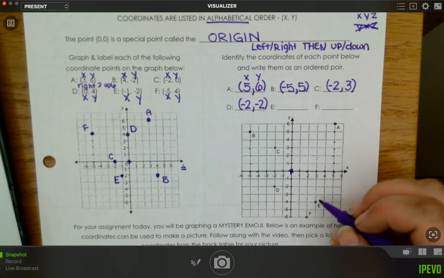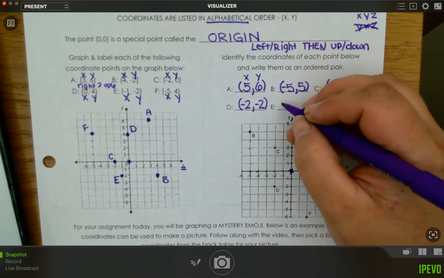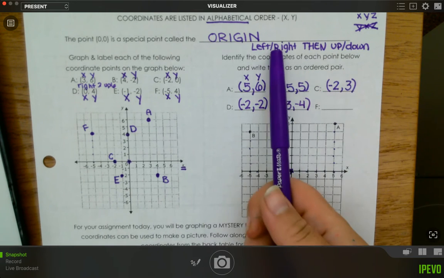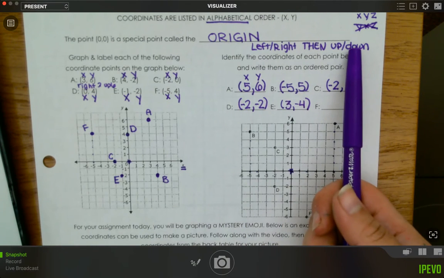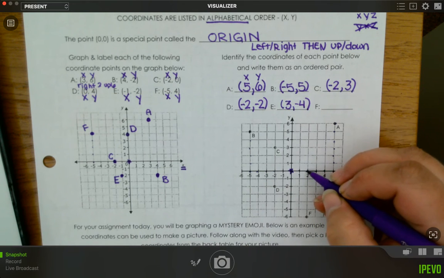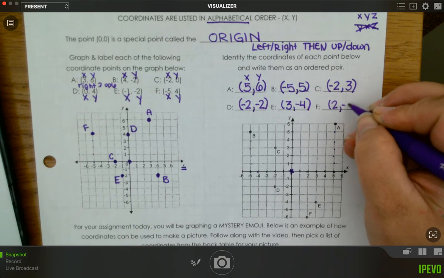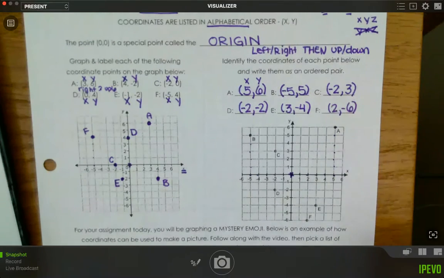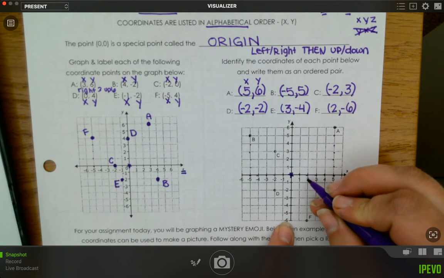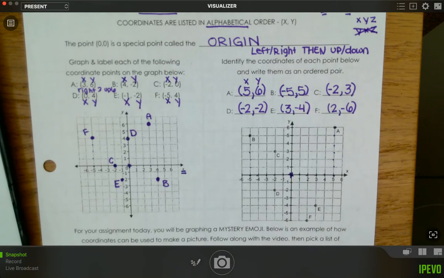Where's E? Here. Right 3, down 4. That's 3, negative 4, because I'm counting how far left or right before up and down. F. Over 2 to the right, down 6. 2 to the right, down 6 is negative 6. You can also look at the 2 values above and to the side of it. This one is the x, this one is the y. That's why the labels are on there for you.